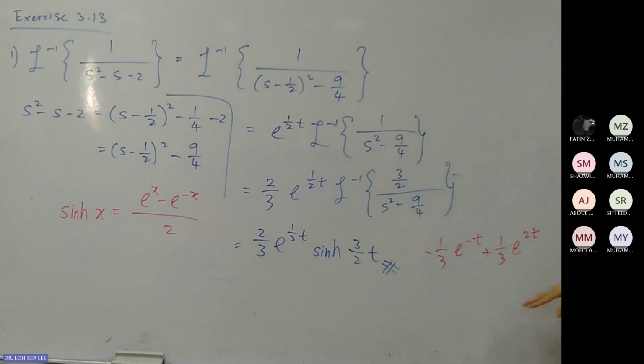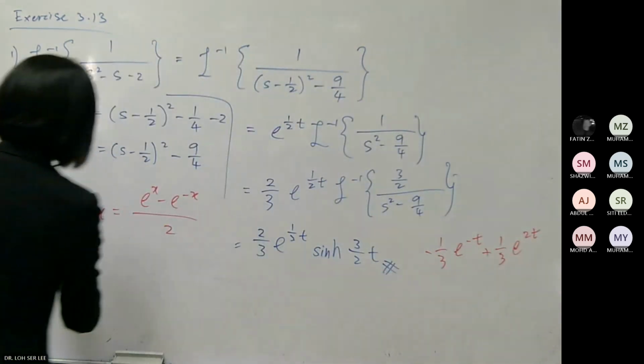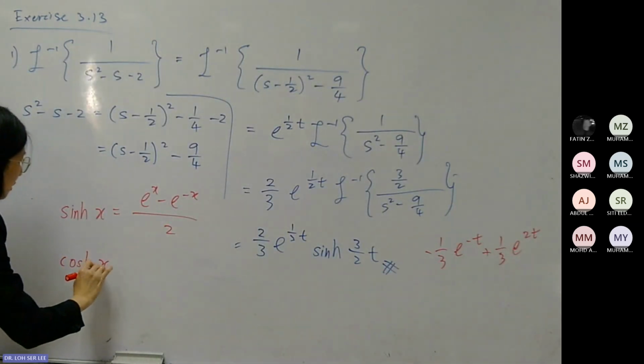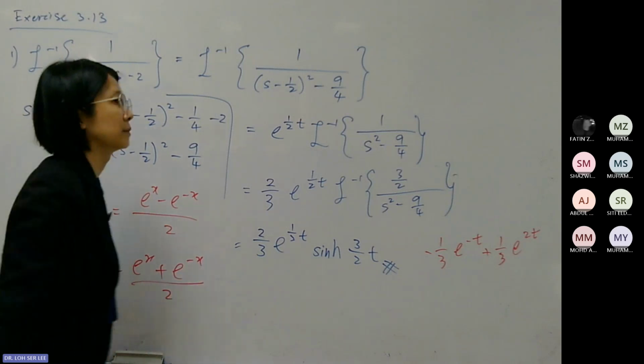I just want to explain why you see a different answer in the slide, because if you solve this question using partial fraction, you will get this. If you solve using the first translation, you get this, but actually they are the same. The one for cos is plus: e to the x plus e to the negative x over 2.